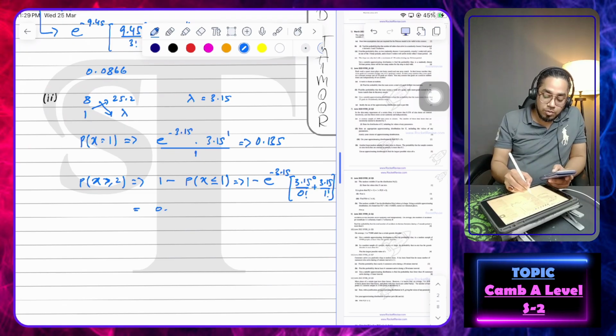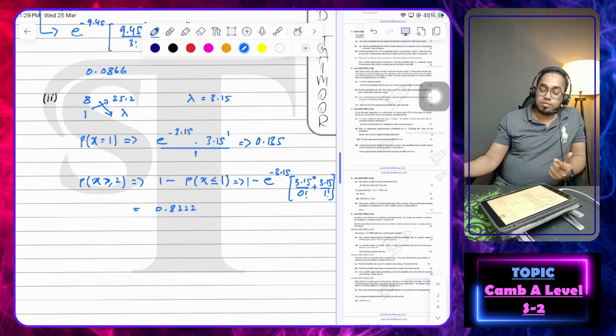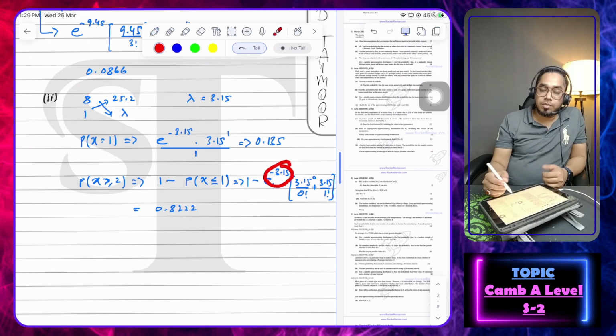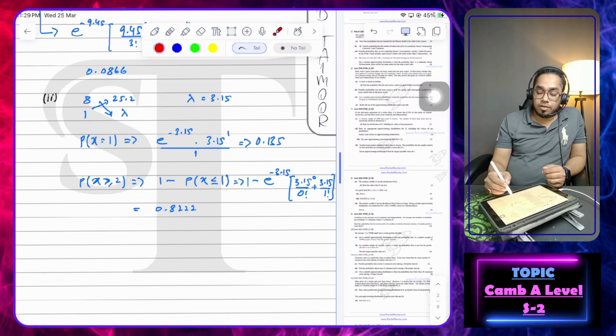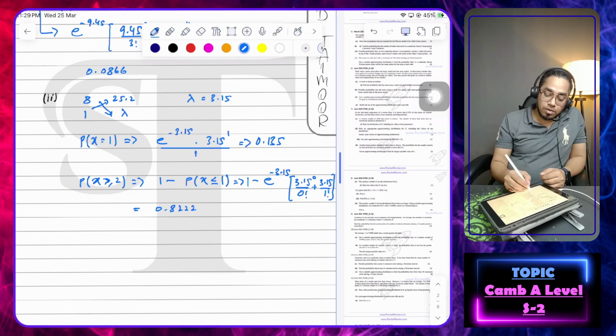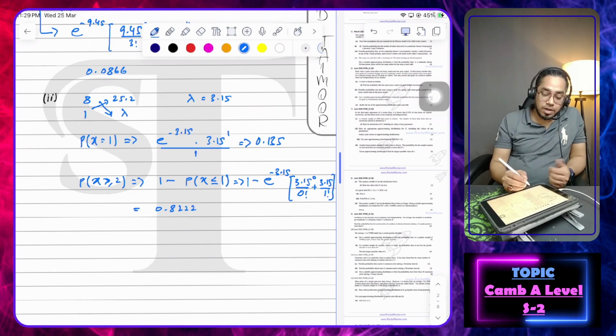I'm getting 0.8222. Yeah, it is easy, no? Like if you take something common, so it will be fine. Now what we have to do? We have to multiply both of them because there was a case of "and".